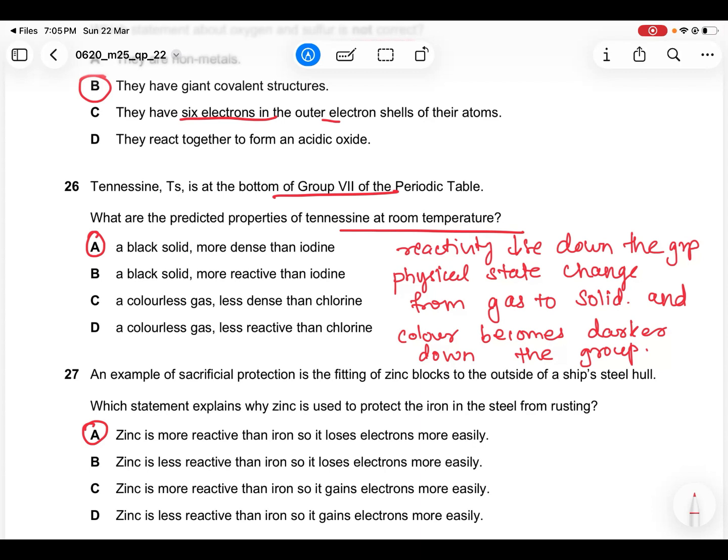Second thing is the color. The color becomes darker and darker, so it is at the bottom, hence it will be dark, and the physical state will be solid. When it comes to reactivity, as we go down the group, reactivity is decreasing and hence it will be less reactive than iodine and also more dense because it is in solid state. So a black solid more dense than iodine is correct.